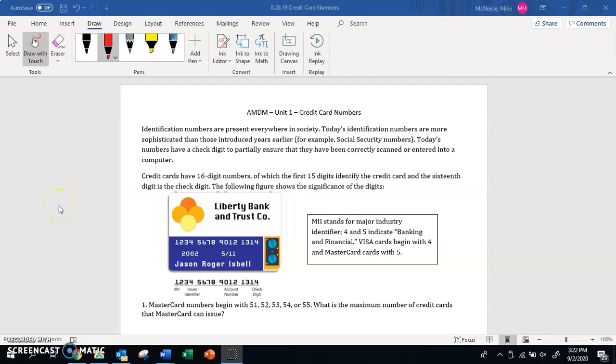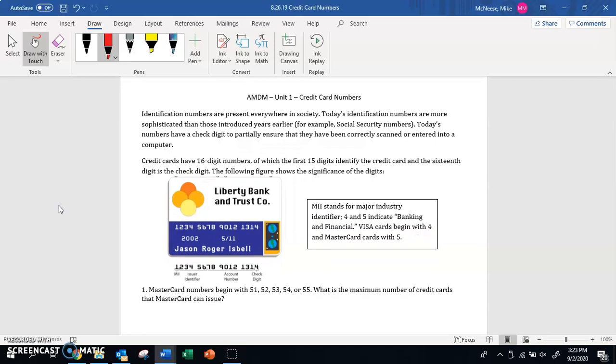Okay, so what we're going to be talking about today is credit card numbers. Now, this is similar to what we were talking about yesterday with UPCs. Basically, we're going to have a list of numbers that some have certain weights on them, while others have different weights.